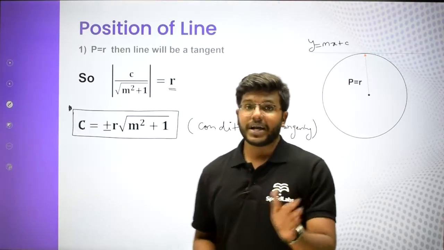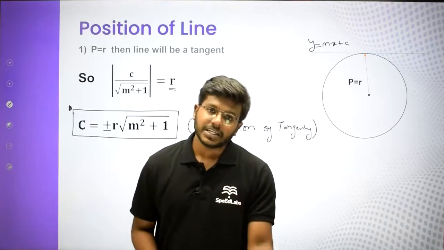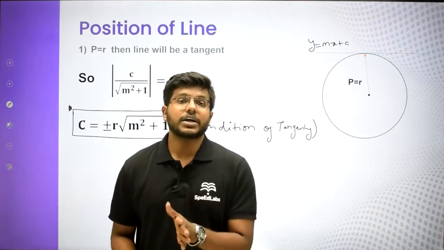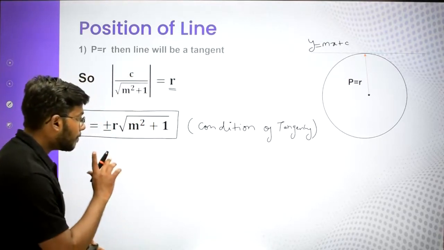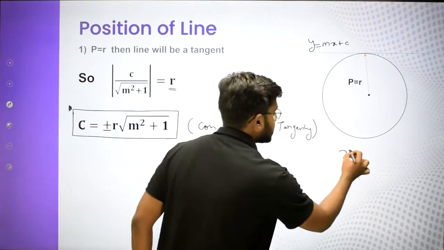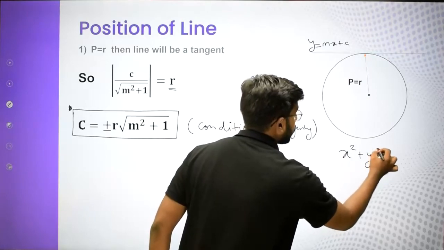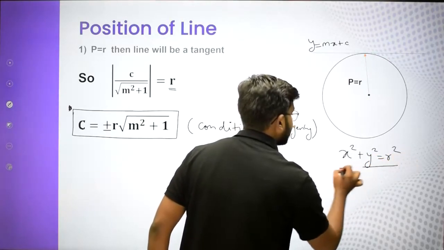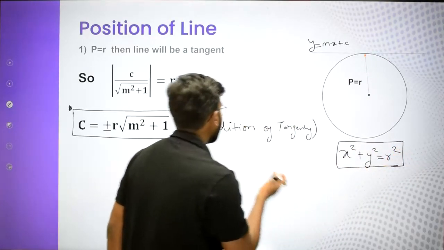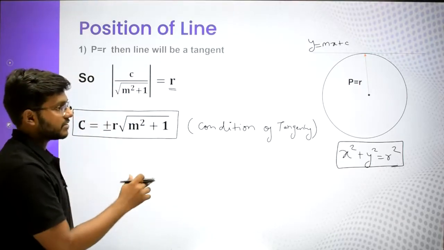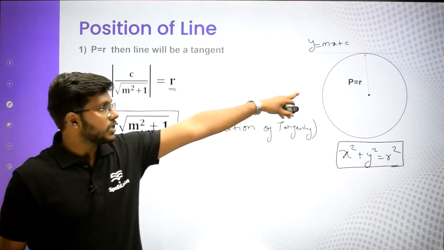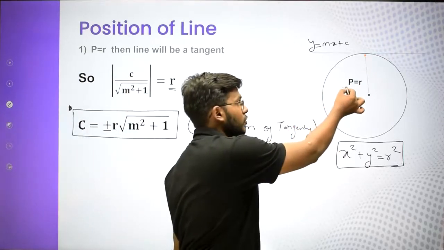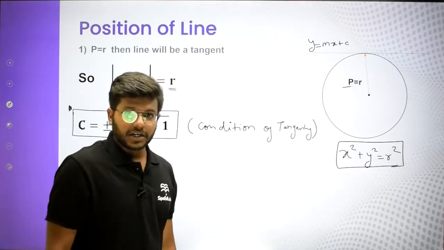All right, so for y equal to mx plus c to be a tangent, c should be equal to plus minus r into under root of 1 plus m square. But always remember, this is the case when the center is the origin. If the center is the origin, then only you can apply the value of c like this. If the center is something else, then you have to apply your original concept. You have to find the value of p, that is the perpendicular distance.